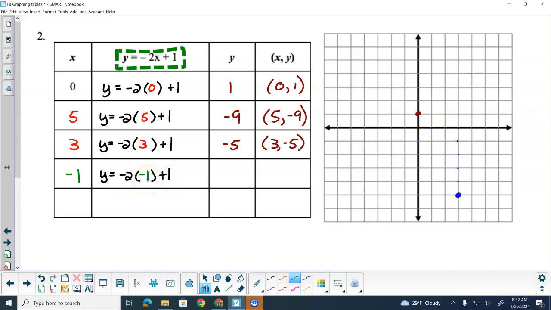-2 times -1. Wait. -2 times negative. Negative times a negative is a positive. 2 times 1 is 2, so it's 2. Just 2. 2 plus 1, 3. So that's going to be the point -1, 3. So I'm going to go left 1 and up 3.